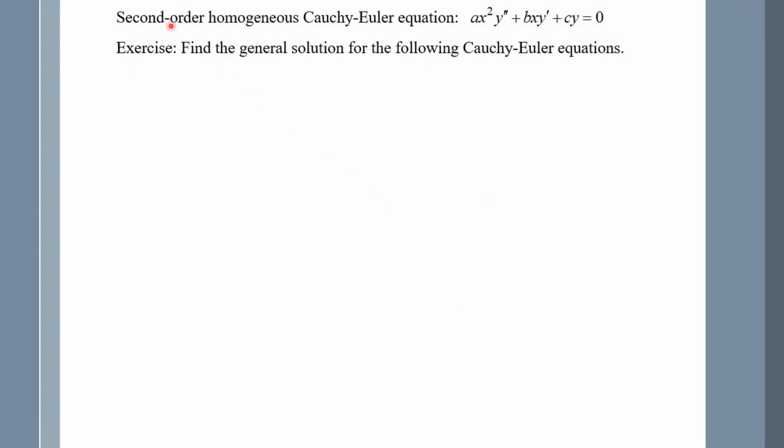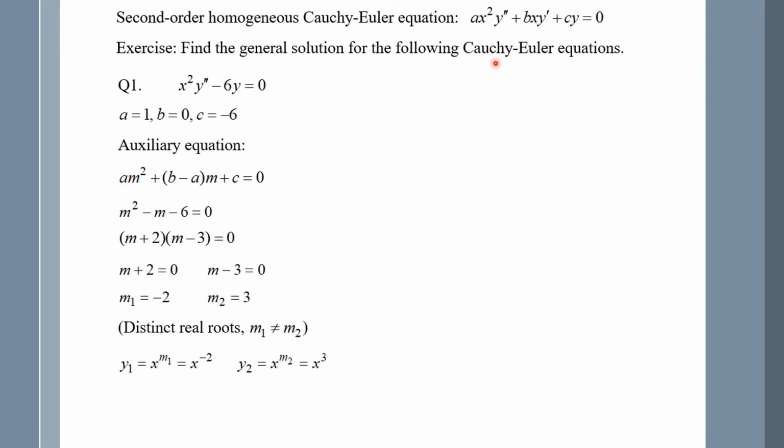The second order homogeneous Cauchy-Euler equation has the following form: ax squared y double prime plus bxy prime plus cy equals 0. Let us now learn how to find the general solution for some Cauchy-Euler equations. Question number 1. x squared y double prime minus 6y equals 0. Is this a Cauchy-Euler equation? Yes. If you look at the first term, the degree of x is 2, the order of differentiation of y is also 2. And for the second term, the degree of x is equal to 0 and there's no differentiation of y. So this is a Cauchy-Euler equation.